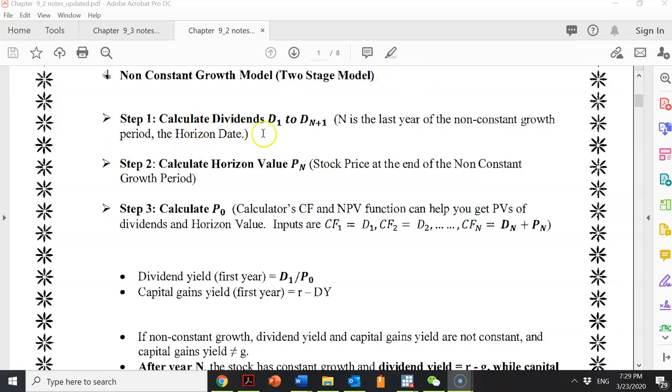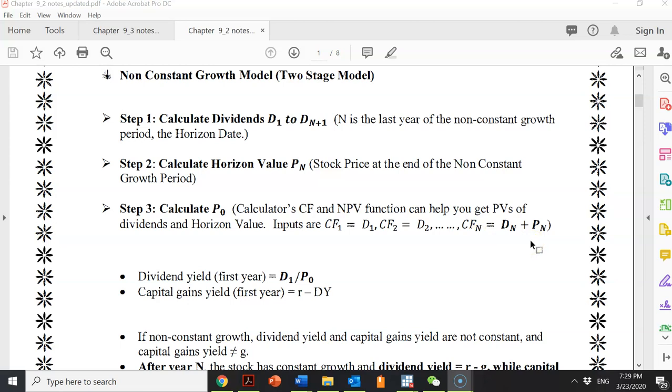Step 1, calculate dividend D1 from Dn plus 1. N is the last year of the non-constant growth model period, the horizon date. Step 2, calculate horizon value Pn, stock's price at the end of the non-constant growth period. Step 3, calculate P0. Calculate cash flow and NPV function can help you get present values of dividends and horizon value. Inputs are CF1 equals D1, CF2 equals D2, CFN equals Dn plus Pn.